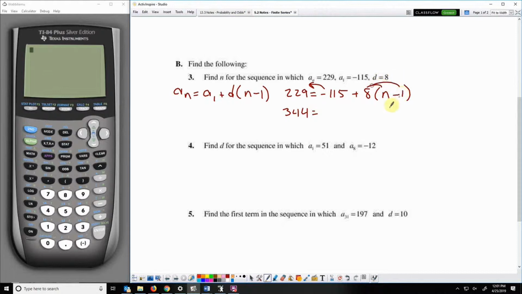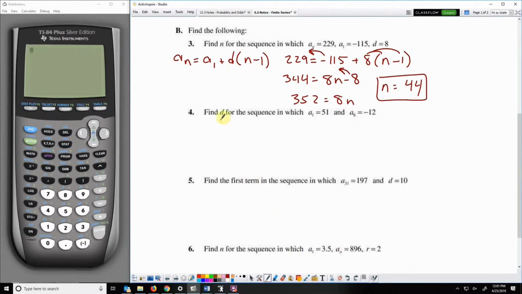And I'm going to go ahead and distribute that 8 equals 8n minus 8. We'll add that 8 and get 352 equals 8n. And we can divide by 8 and find that n is 44. So this is the 44th term. 229 is the 44th term of that sequence.